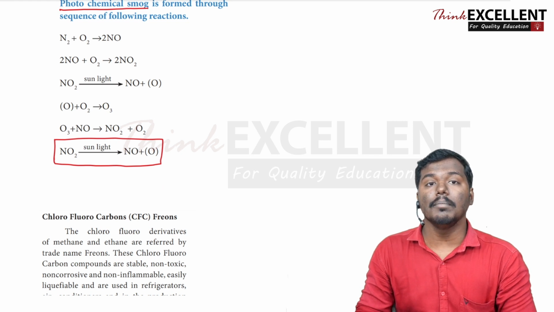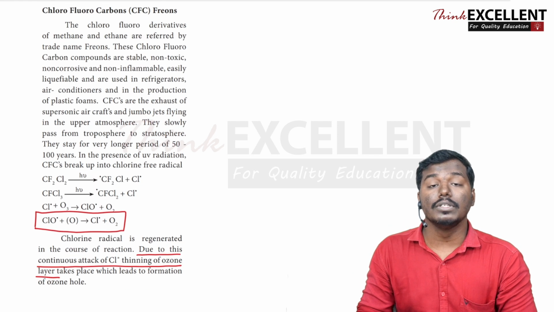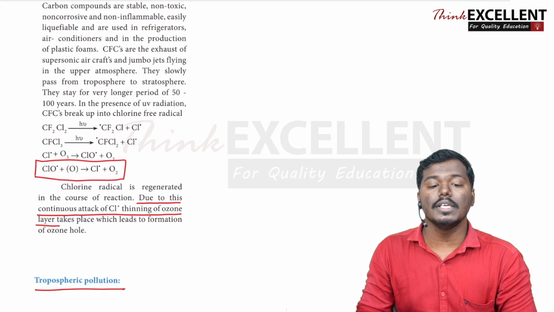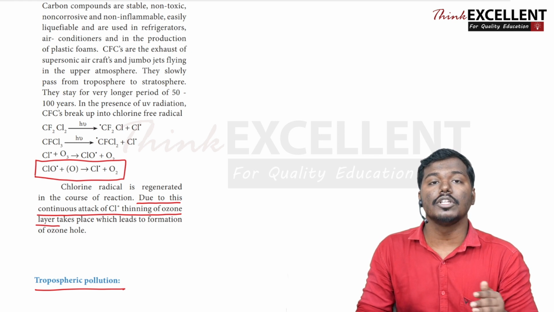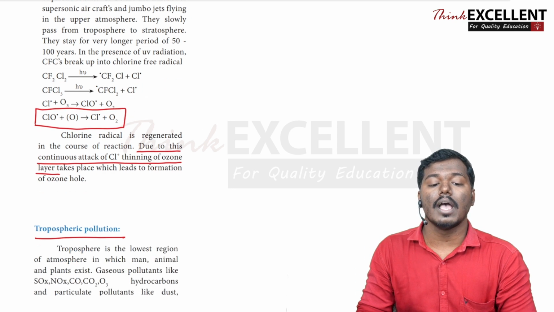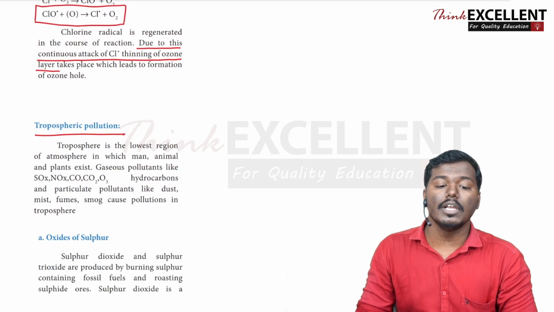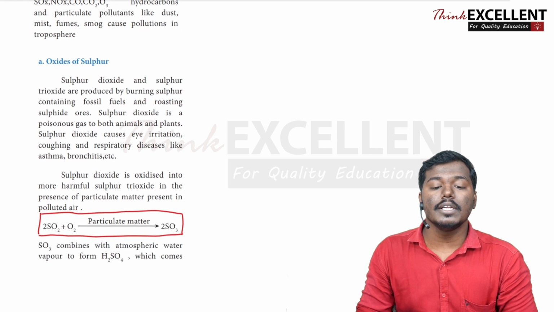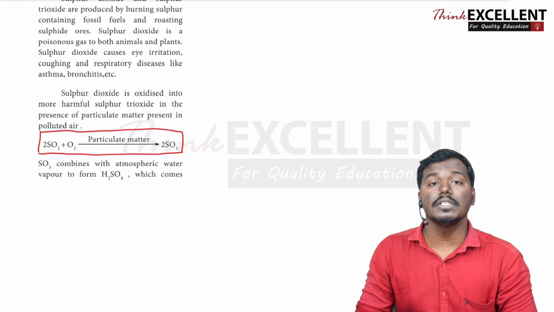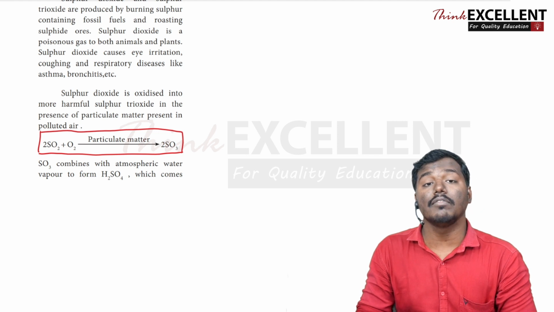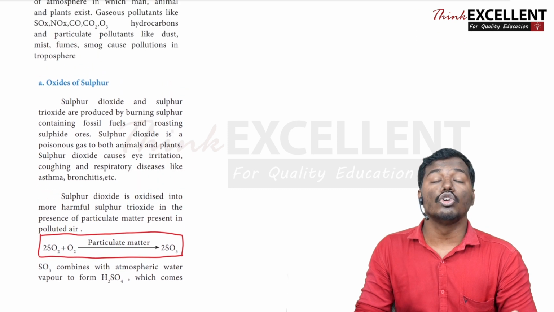When it is reacting in presence of sunlight, it forms the NO molecule as well as this nascent oxygen, right? And we have studied about this ozone depletion, in which you can see that this Cl free radical, that is chlorine free radical which is formed, is attacking this ozone layer, so that the ozone depletion is taking place. As well as when you take this tropospheric pollution, you can see that the oxides of sulfur play the main role. That is the sulfur oxide, that is SO2, when it is reacting with O2 it forms the sulfur trioxide. So it is making this tropospheric pollution.